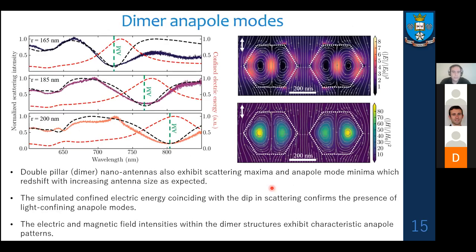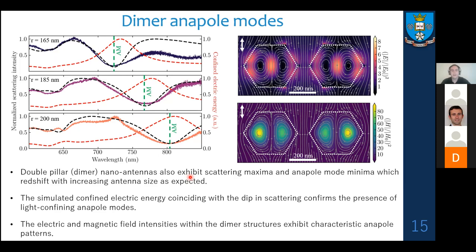So we take three dimer nano antennas and measure their dark field spectra, which show dips in these positions with the varying radius. And we simulate the integral of the electric field intensity inside the structures and observe a peak coinciding with these anapole modes, confirming their anapole nature.